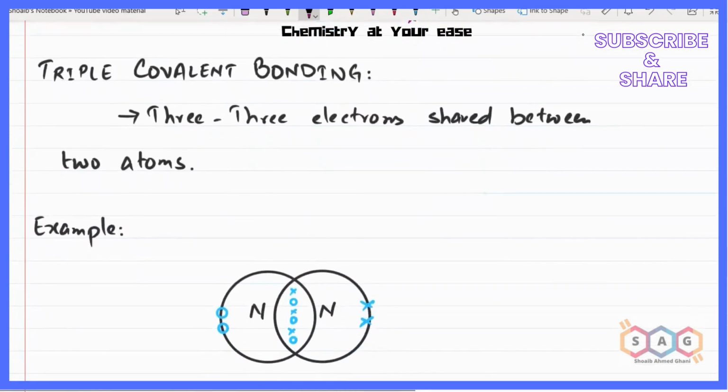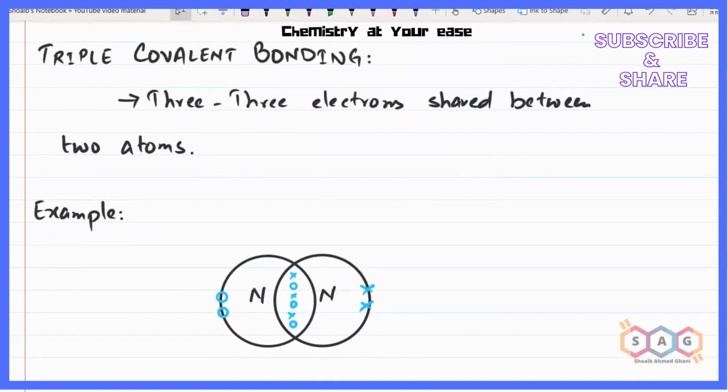Now the last type of bonding. The last type of bonding is known as the triple covalent bond. In the triple covalent bond, three electrons are shared between the two atoms at a time.